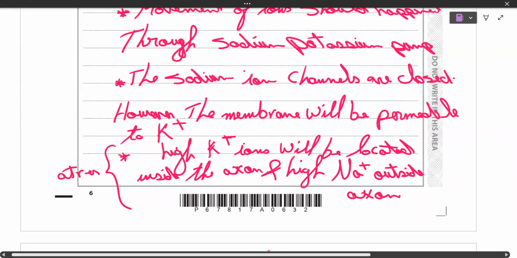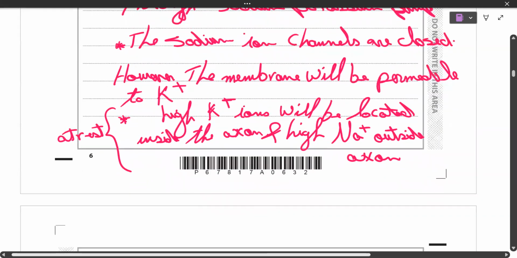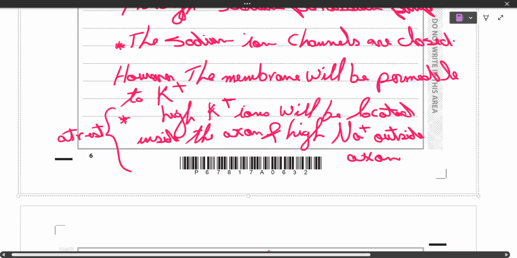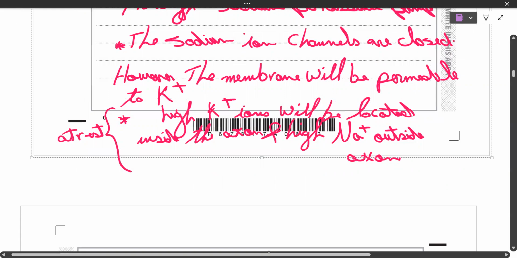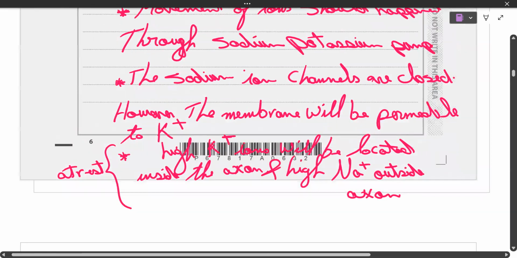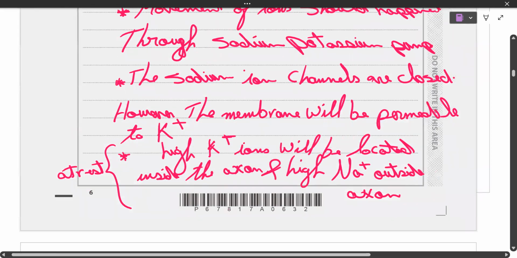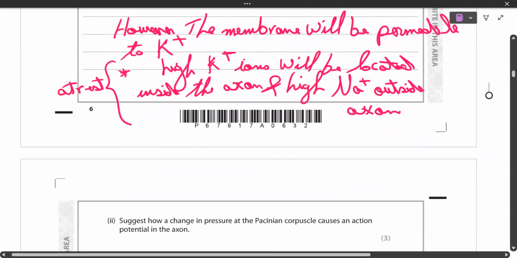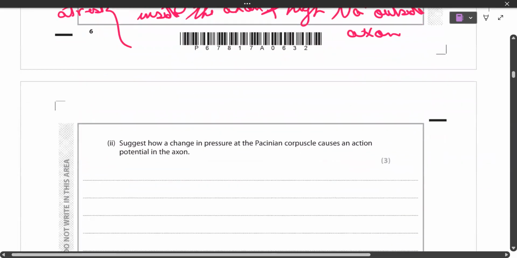Don't forget this. We don't say generally what will happen in the cell or in the axon. We are asked to describe the process of transmission of electrical signals or membrane potential at rest. And this describes the value minus 70.